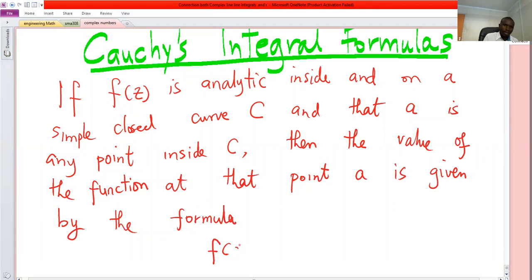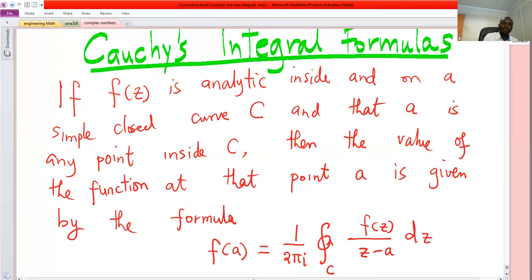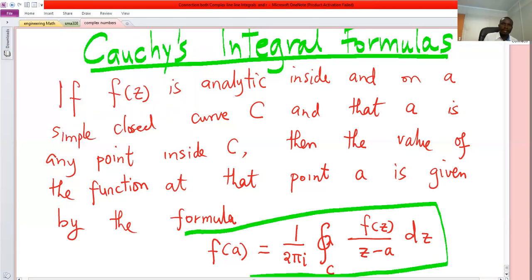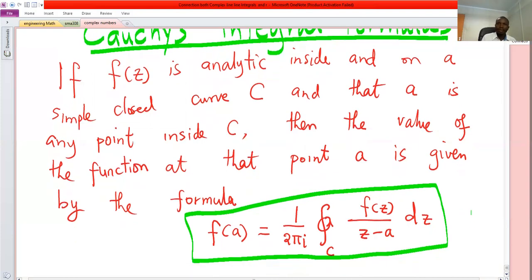f at A is equal to 1 over 2 pi i times the integral along C of f of z divided by z minus a, dz. So that is Cauchy's formula for finding the value of the function at a point A if the function is analytic inside and on a simple closed curve C. So call this one formula one.